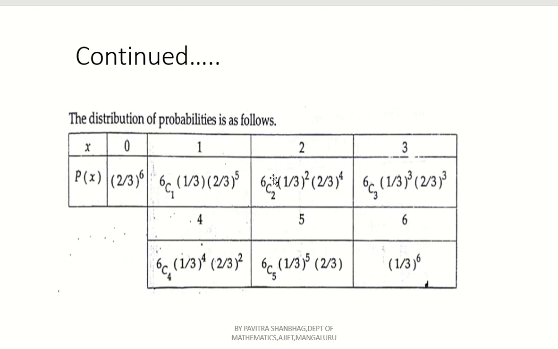When x equal to 2, P of x equal to 6C2, 1 by 3 power 2 into 2 by 3 power 4. When x equal to 3, P of x equal to 6C3 into 1 by 3 power 3 into 2 by 3 power 3. And when x equal to 4, 6C4, 1 by 3 whole power 4 into 2 by 3 power 2. Similarly, when x equal to 5, 6C5, 1 by 3 whole power 5 into 2 by 3. Similarly, when x equal to 6, 1 by 3 whole power 6. Just replace the x value 0, 1, 2, 3, 4, 5, 6 in the previous function.